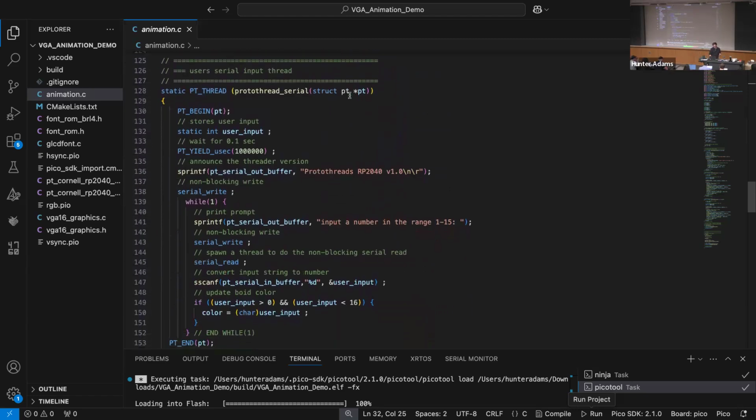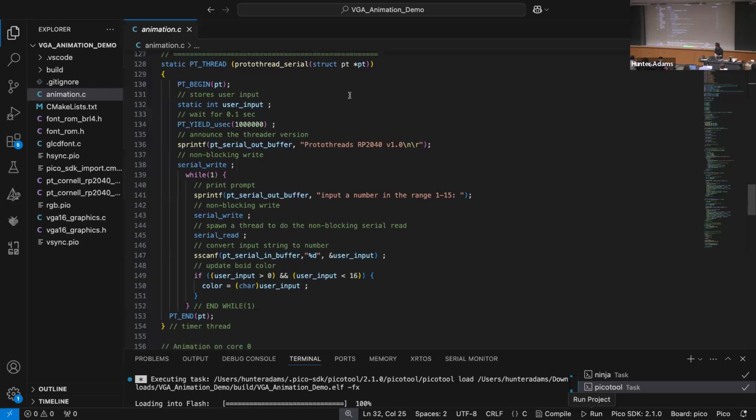So some helper functions, and then what I really wanted to show you here is we have 3 threads in this example. One of them is this protothread serial thread running on core 0. This is implementing that non-blocking print and scanf that I alluded to in a previous lecture.